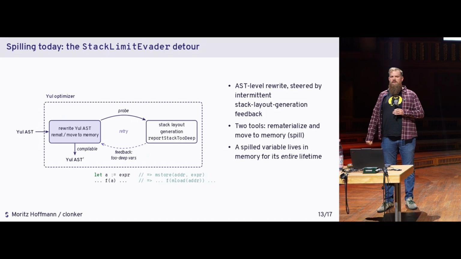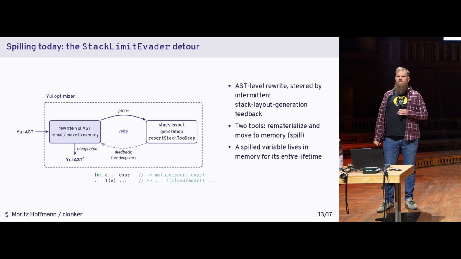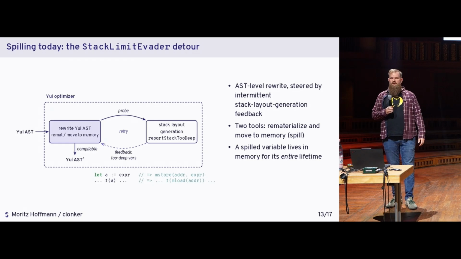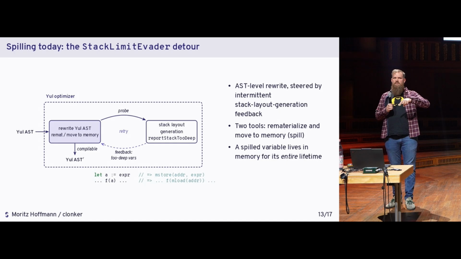And then essentially to the meat of it, so the current via-IR pipeline has something that is called the stack limit evader, which operates on the Yul AST. And the Yul AST is being transformed by replacing expressions through mloads and mstores. So the stack to memory spilling happens on an AST level. This doesn't have anything to do with the EVM yet, really, other than Yul being an EVM-designed language, so to target EVM, but it doesn't really need any of the EVM specifics at that place.